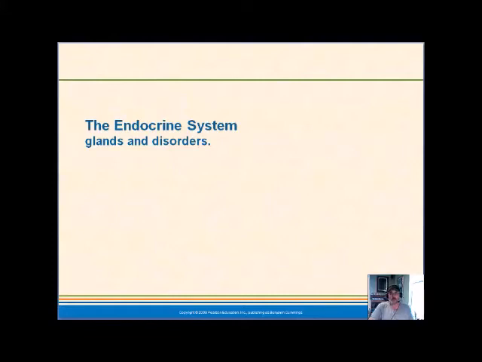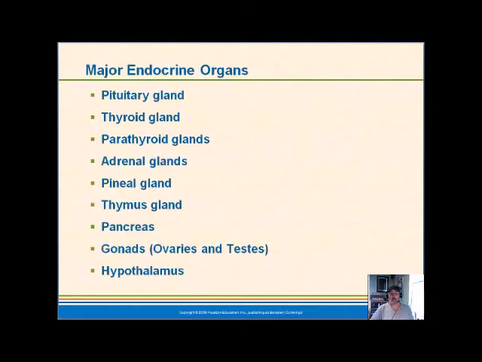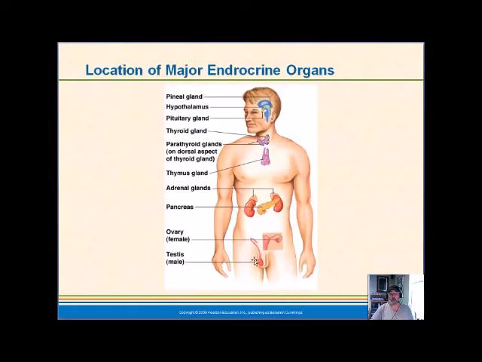So now we're going to talk about the glands and disorders associated with the endocrine system. Now, the major endocrine organs we've already discussed: pituitary gland, thyroid gland, etc. And in the previous presentation, I noted that you needed to memorize these glands and the hormones that they produced. And again, as you can see, these glands are widely scattered.